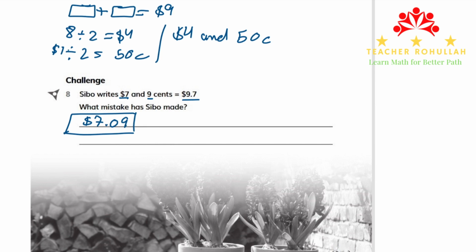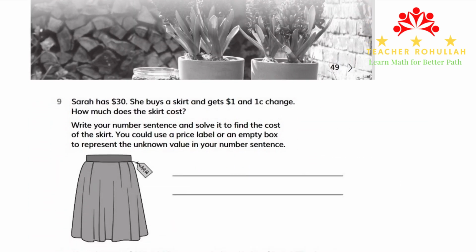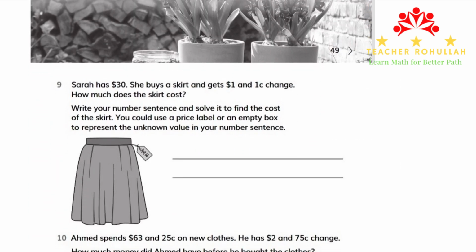Let's now move to question number 9. In question number 9, Sarah has $30. She buys a skirt and gets $1.01 change. How much does the skirt cost? Now it says write your number sentence and solve it to find out the cost of the skirt. It says you could use a price label or an empty box to represent the unknown value in your number sentence.